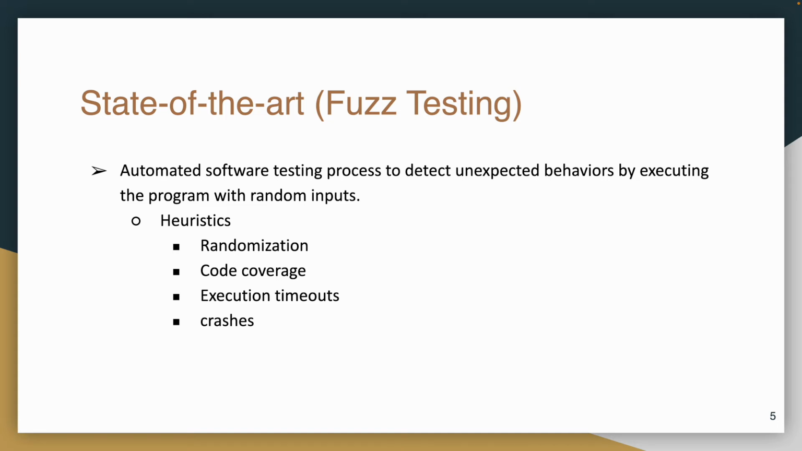Fuzzing is an effective way to find security vulnerabilities in compilers by repeatedly testing the code with randomly modified or fast inputs. It plays an important role in software vulnerability assessment over decades. To simply put, it is an automatic software testing process to detect unexpected behaviors by executing the program with random inputs.